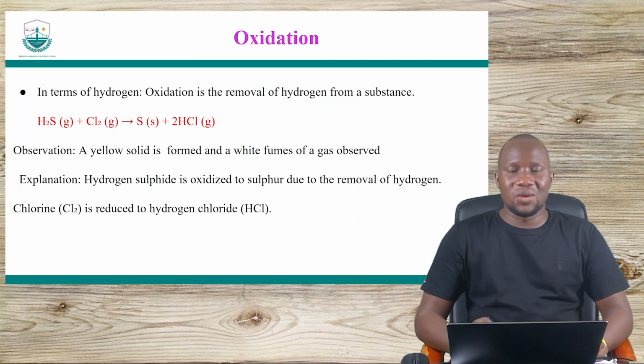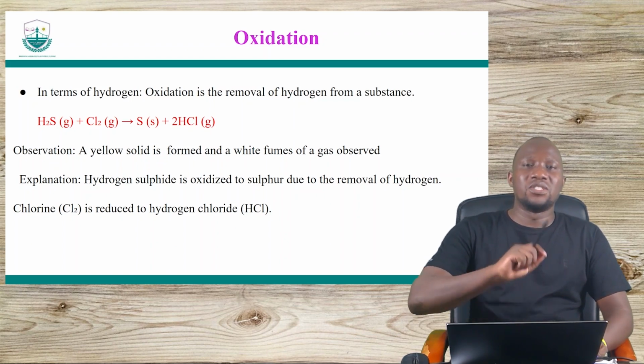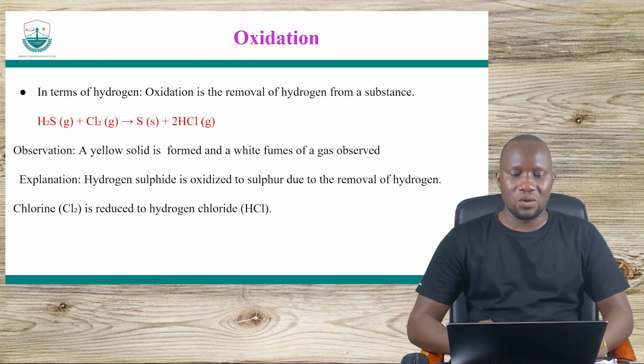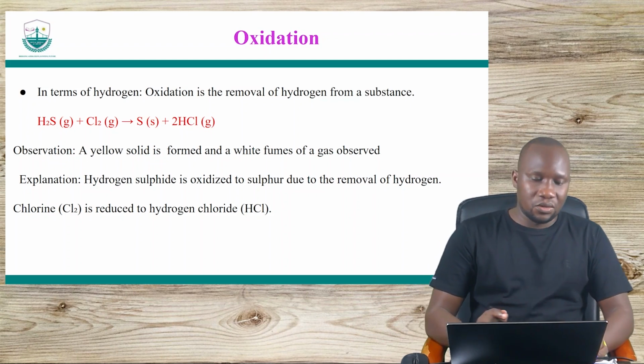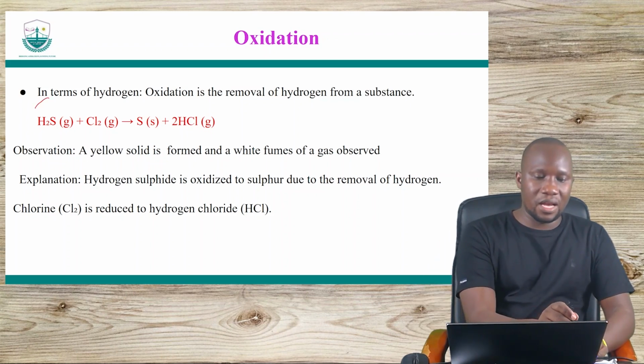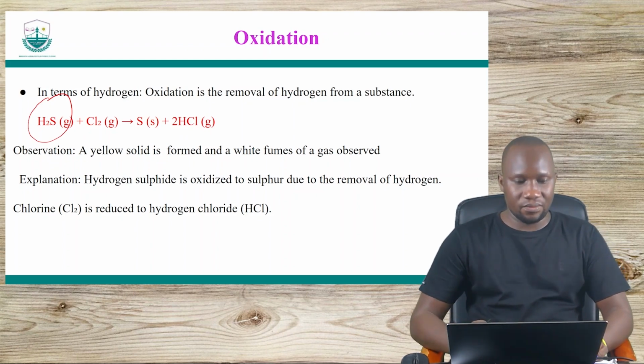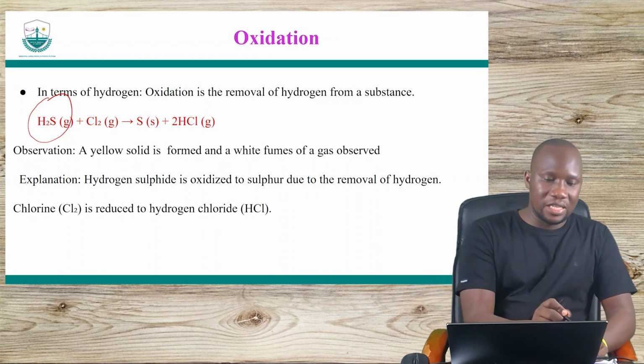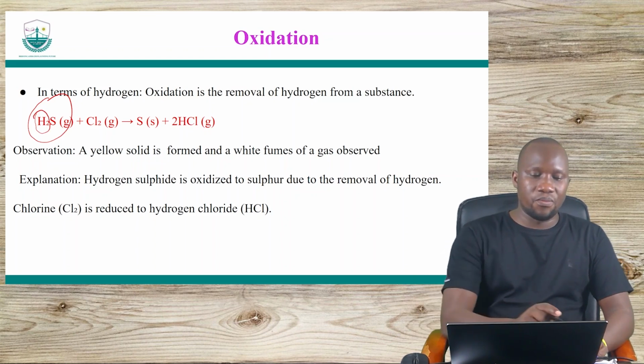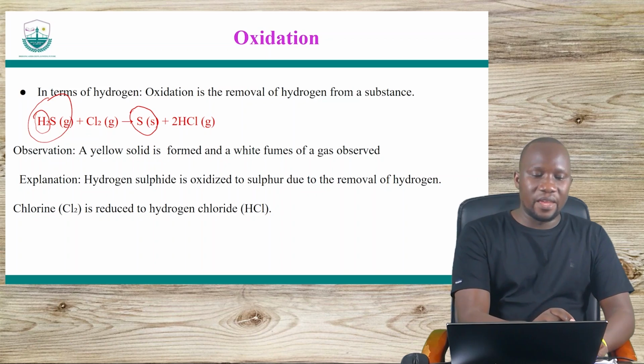Then we move to the second way we can define oxidation. In terms of hydrogen, when we remove hydrogen from a substance, we are oxidizing it. So we have hydrogen sulfide there. Hydrogen sulfide is oxidized. This is to say that this hydrogen here is actually removed, and then you will have sulfur remaining alone.